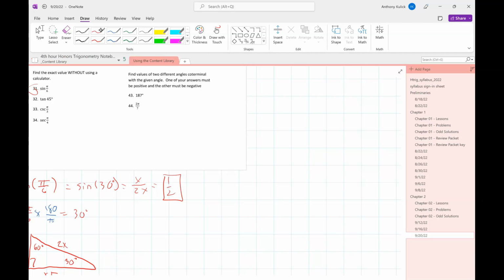I did not understand how. For 43 and 44, it says the one has to be negative, which is just the opposite. I would just subtract 360s or 2 pi's until I got a negative one. And if the first one was negative, then I start over and add to get the positive one.